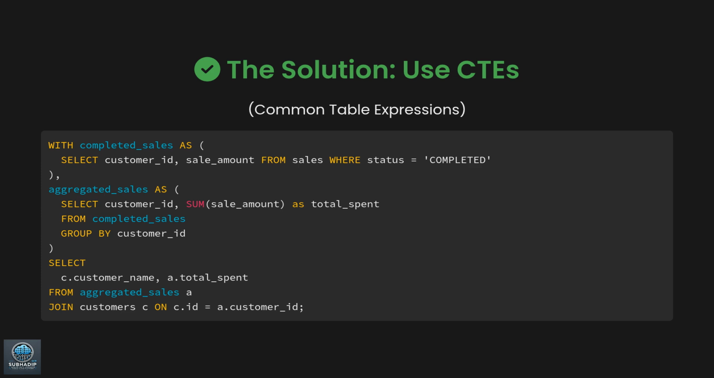The modern and much cleaner solution is to use common table expressions, or CTEs, using the with clause. CTEs allow you to break down complex logic into logical, sequential, and named steps. The code becomes highly readable, like a story. It's much easier to develop, debug, and for other engineers to understand. Each CTE can be tested independently, making the entire development process more robust.